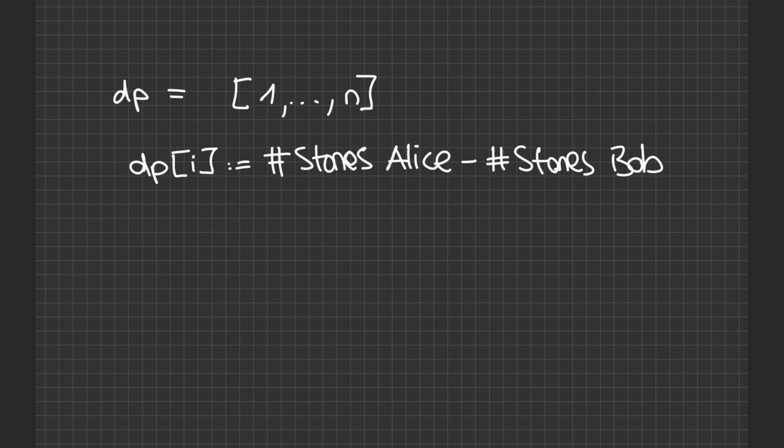So the idea is that we create a dynamic programming array where the entry at position i represents the difference in stones between Alice and Bob. So the goal is to determine if Alice can secure a positive difference, that she has at the end more stones than Bob, and the solution will stand at the first position, so at index 0.